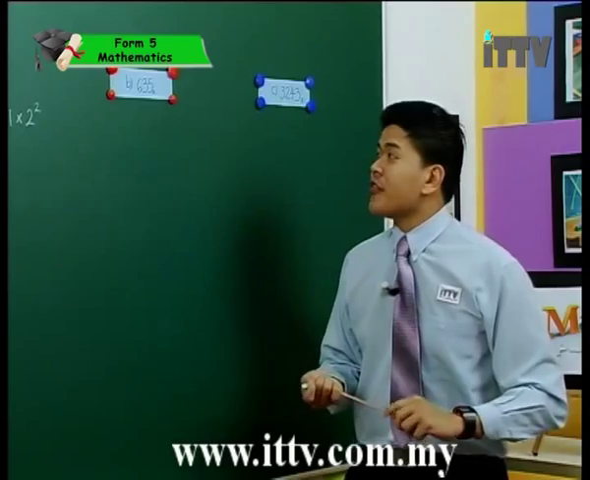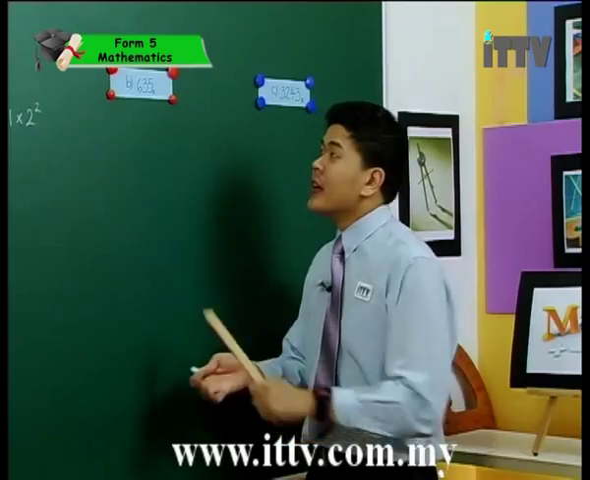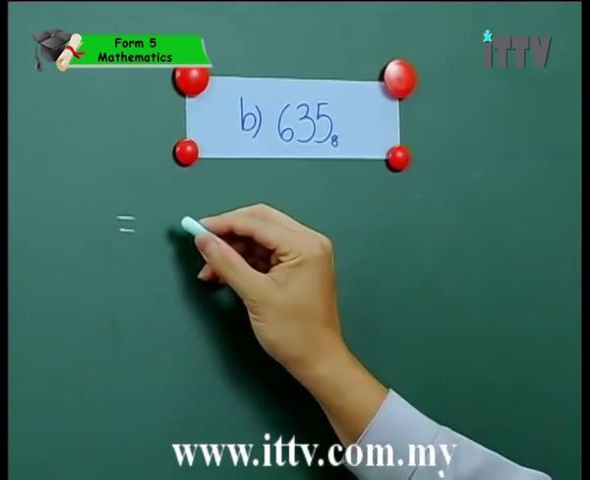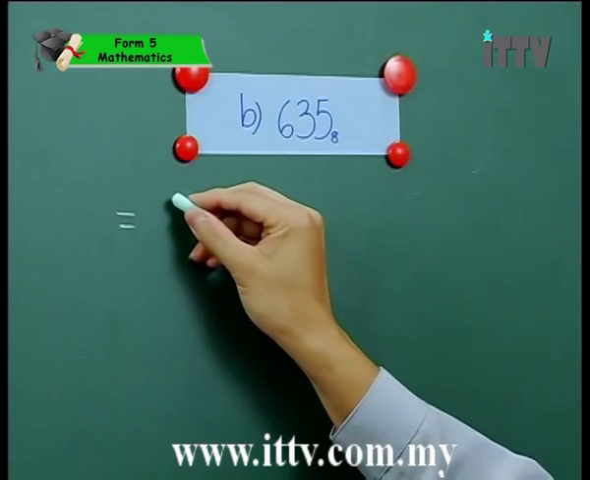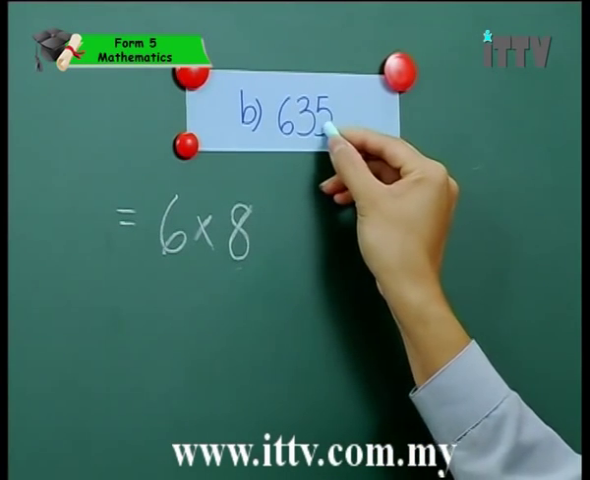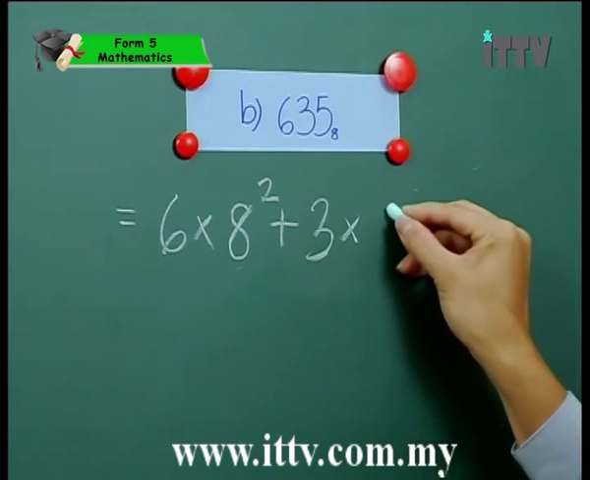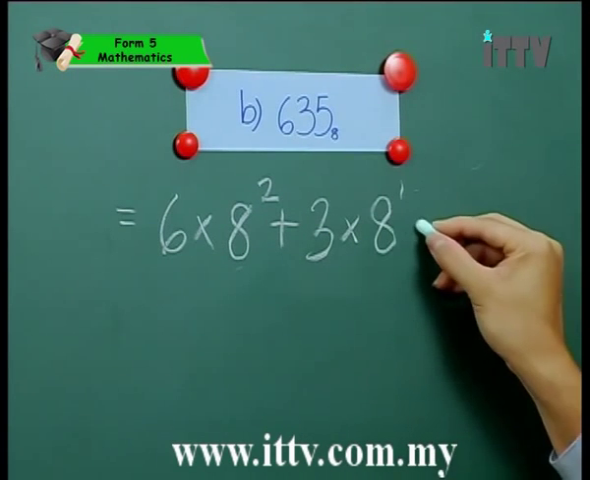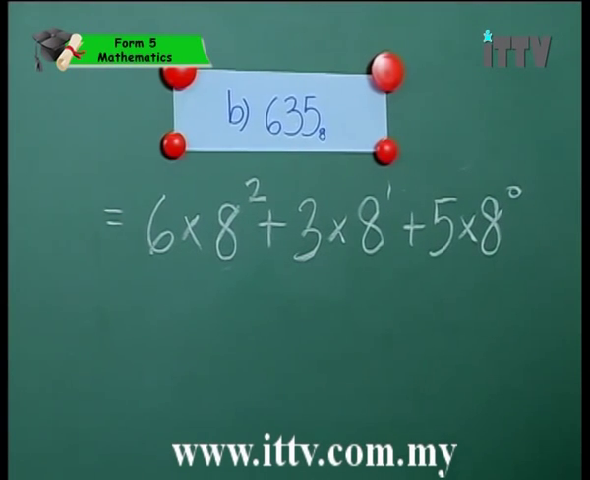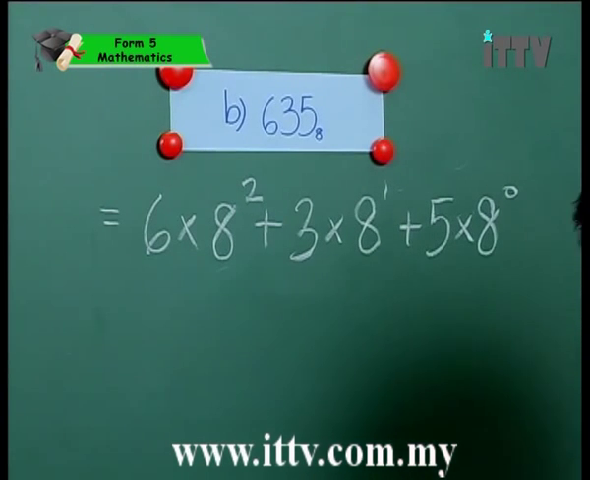Alright, so 635 in base 8. Base 8, same. Apply the same pattern. Okay, let's start with the 6. Expanded notation means 6 multiplied with its place value, which would be 8 to the power of 0, 1, 2. Added with 3 multiplied by 8 to the power of 1, plus 5 multiplied by 8 to the power of 0. Once you've gotten the pattern, it would be very simple. Now, what about the next one?